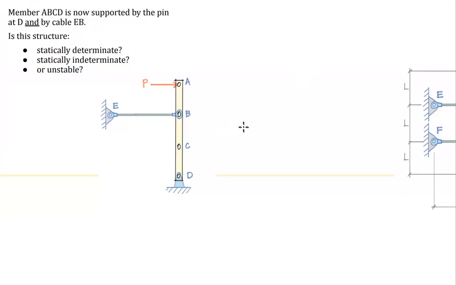I think it's a little easier to draw here than it is to fully model it. So let's do that. We pivot about D.